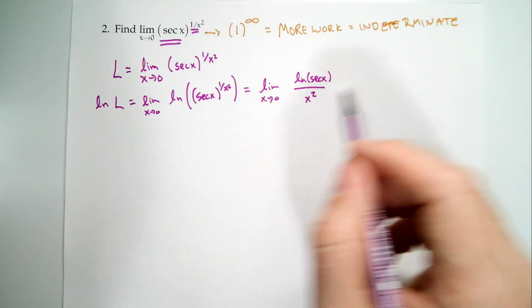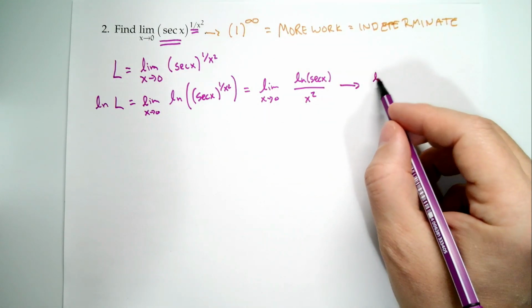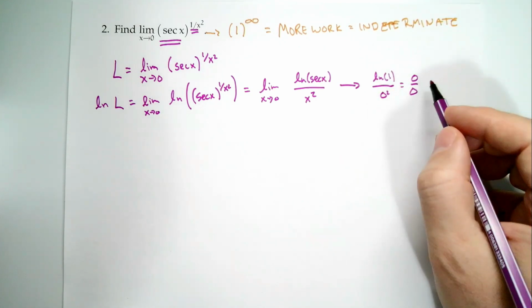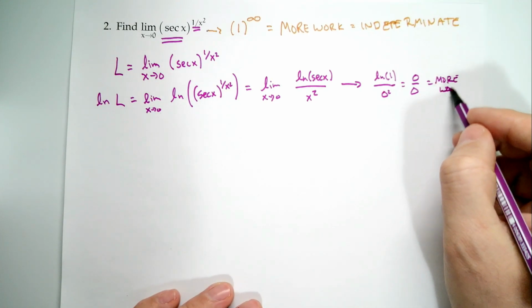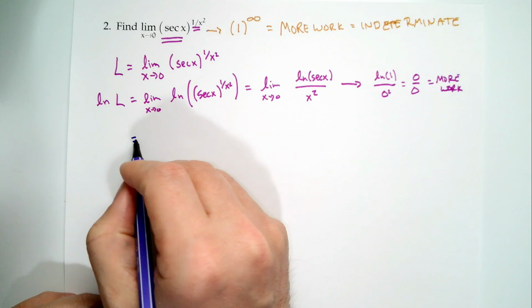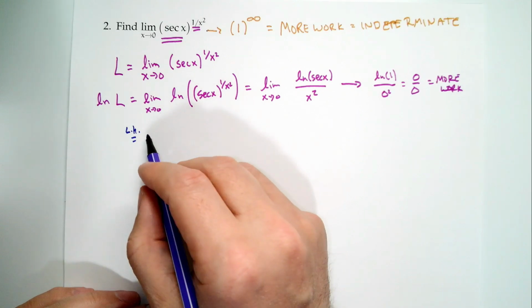Now, what does this do? Well, this goes to log of 1 over 0 squared, which is 0 over 0, which is more work. Not surprising, but notice it's the good kind of more work. It's the more work which is fraction over fraction. So, what do we do? Aha! Oh, yes, exactly. It is time for us to do the L'Hôpital. Have the fish, which he would call the poisson. All right, so we're going to do L'Hôpital.